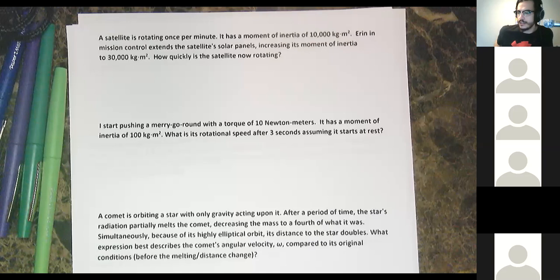All right. Let's begin with this first one. A satellite is rotating once per minute. It has a moment of inertia of 10,000 kilogram meters squared. Aaron in mission control extends the satellite's solar panels, increasing its moment of inertia to 30,000 kilogram meters squared. How quickly is the satellite now rotating?